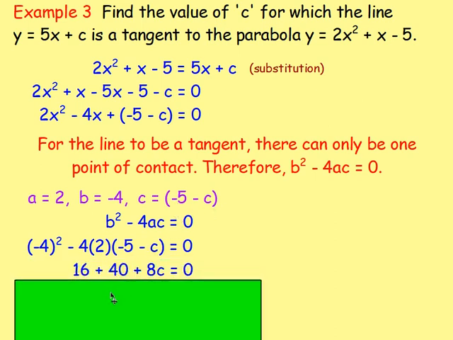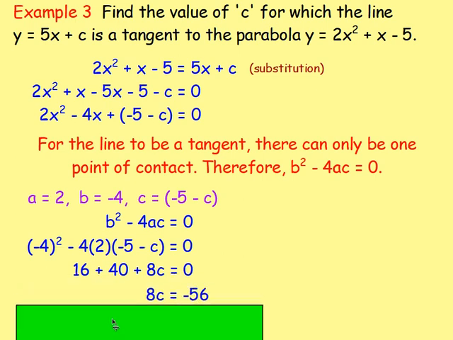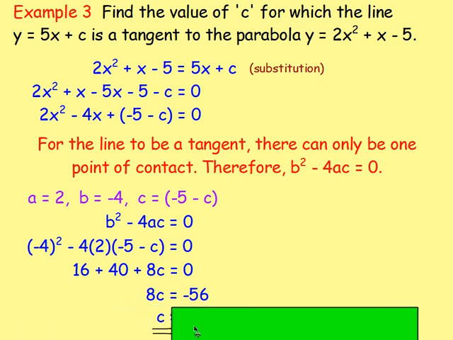Multiply out the brackets, 16 plus 40 plus 8c equals 0. In other words, 8c equals negative 56. Add them together, you get 56. Subtract 56 from both sides, you get that. And divide both sides by 8, and c would equal negative 7. And that is the value that you are after.